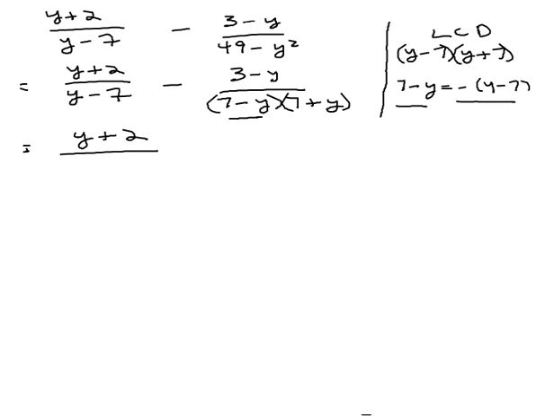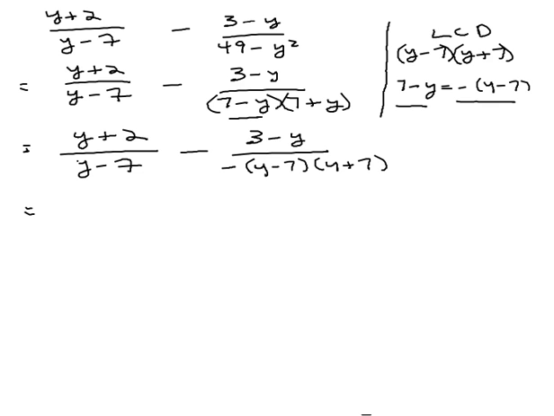So we start with (y + 2)/(y - 7), and that's minus (3 - y), and we've decided to replace 7 - y with its equivalent, the opposite of y - 7. And then we still have y + 7, which I'm changing this to since that's the same thing as 7 + y.